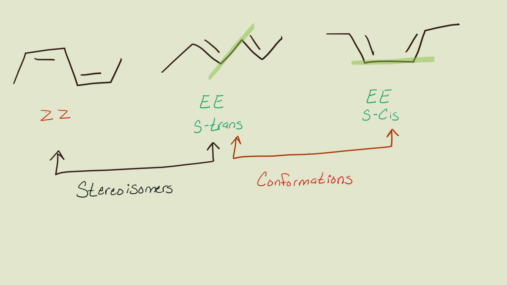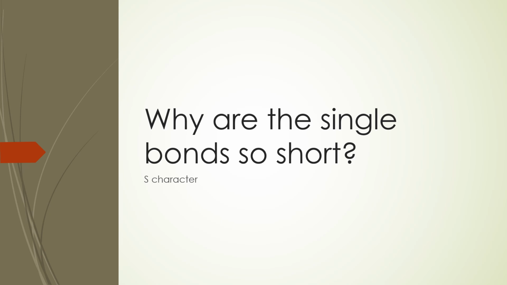The two on the left are stereoisomers, while the two on the right are conformations. Remember that this S-trans conformation can interconvert to the S-cis conformation by rotating around its single bond. The reason why the single bonds in these conjugated dienes are so short is because of the S character.